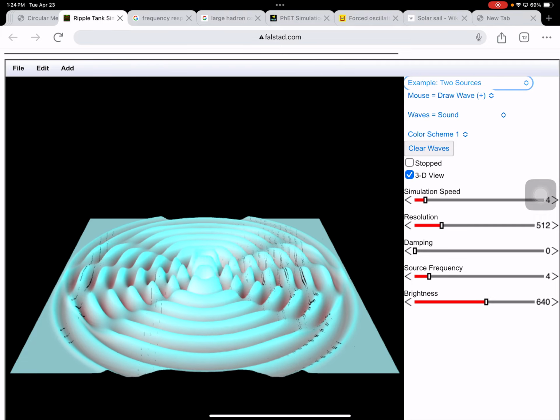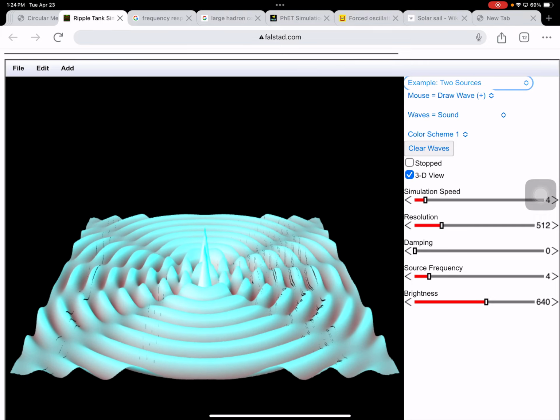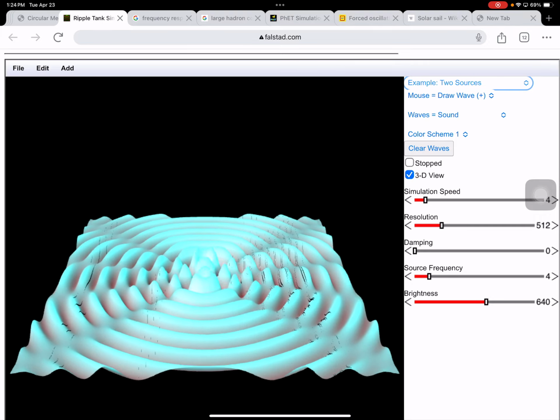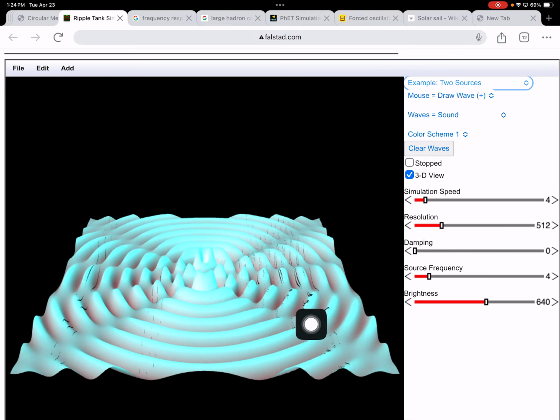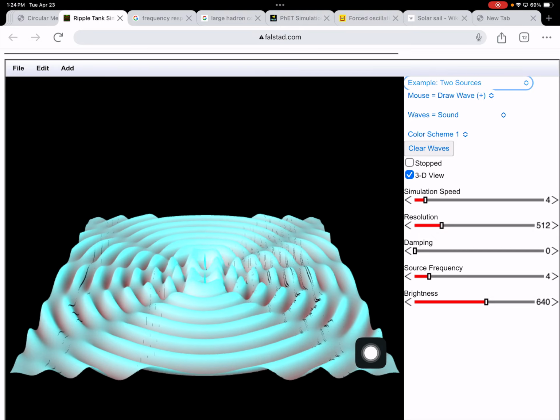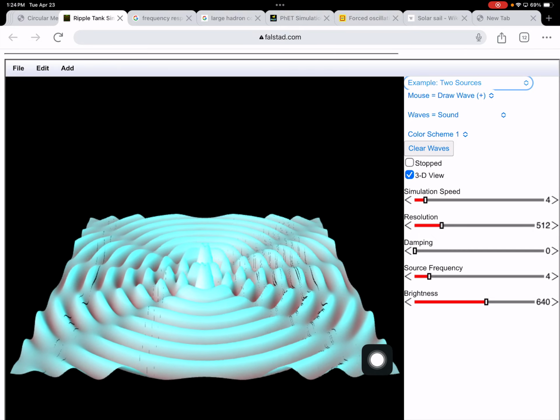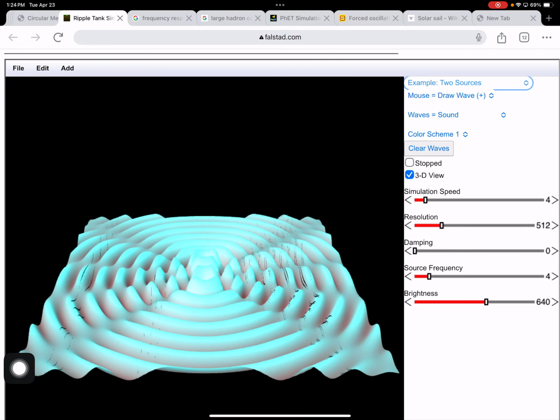Here are two oscillators hitting a ripple tank, and you see that those are regions of constructive interference. Those are regions of destructive interference. Two waves are canceling each other.